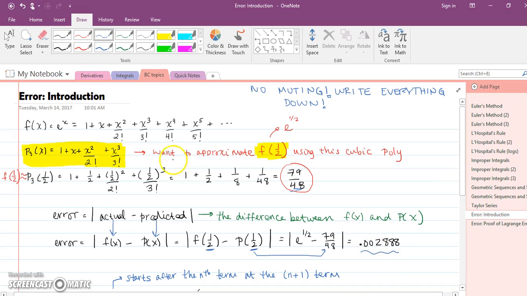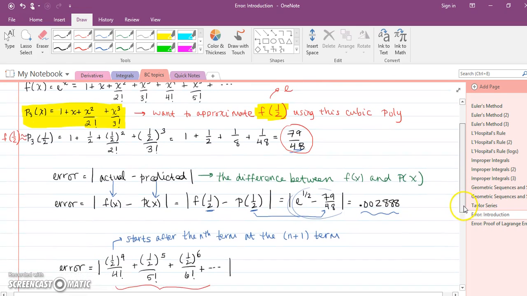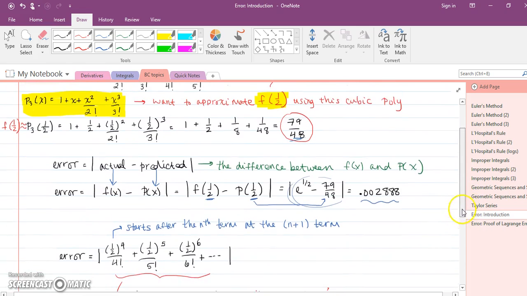This is really small. I only went to the third degree. So I only have 4 terms here, third degree, and my error is tiny. Now, sometimes you're not going to be able to do this to find what the actual error is. So then we talked about another way to think about error.